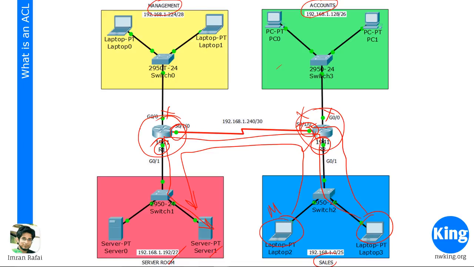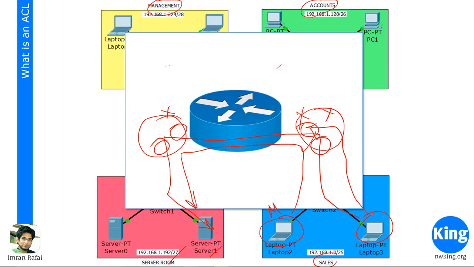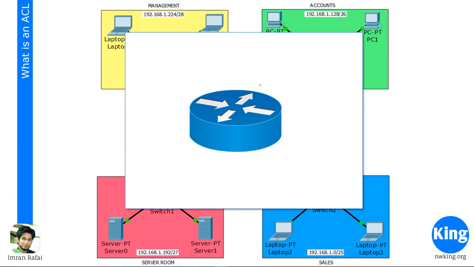I mean, ACLs are applied on the interfaces. For instance, let's have a closer look. Before that, let me just clear all the markings on the slides here. Every time there is a data flow, there is one interface through which the packet enters, and another interface through which the packet exits, right?